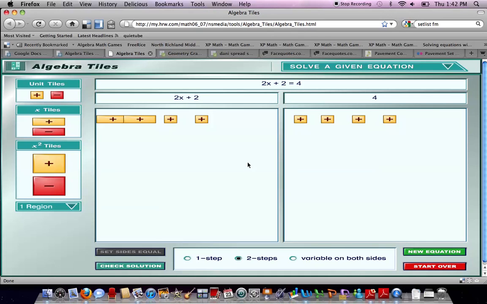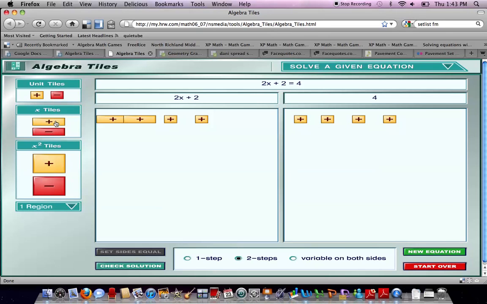So now I have the equation 2x plus 2 equals 4, and I want to solve that for x, which means I want to know what 1x equals. Now, if we look at these, the way it's set up, these are 2x, and those are positive 2, and these are 1, 2, 3, 4. So each one of these unit tiles stands for 1, the plus would be a positive 1, and the minus would be a negative 1.